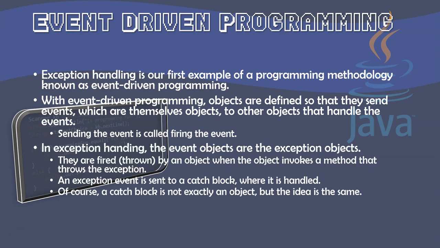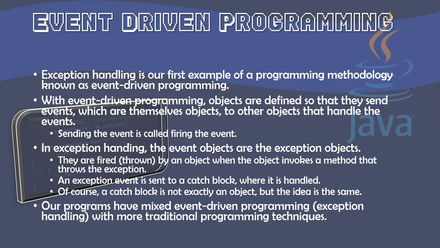In exception handling, the event objects are exception objects. They are fired or thrown by an object when the object invokes a method that throws that exception. An exception event is then sent to a catch block where it's handled. And of course, a catch block is not exactly an object, but it has kind of the same idea as what we're going for here. Now, our programs up to this point, including with our exception handling, are more of a mixed event-driven programming through our exception handlers with some traditional programming techniques.